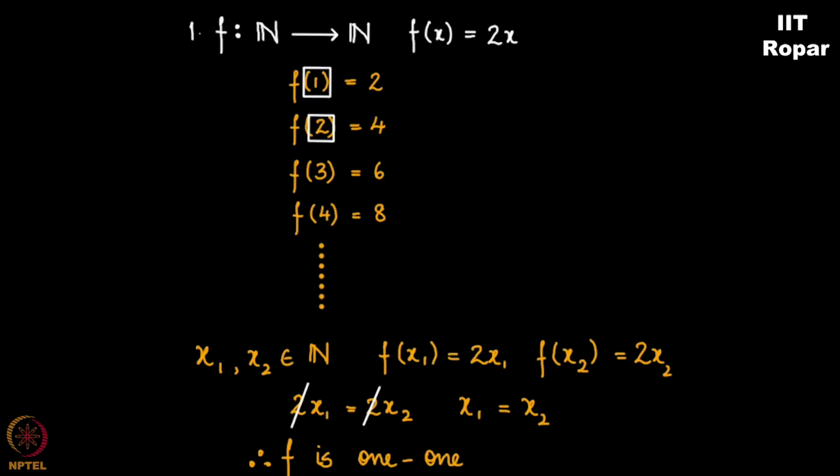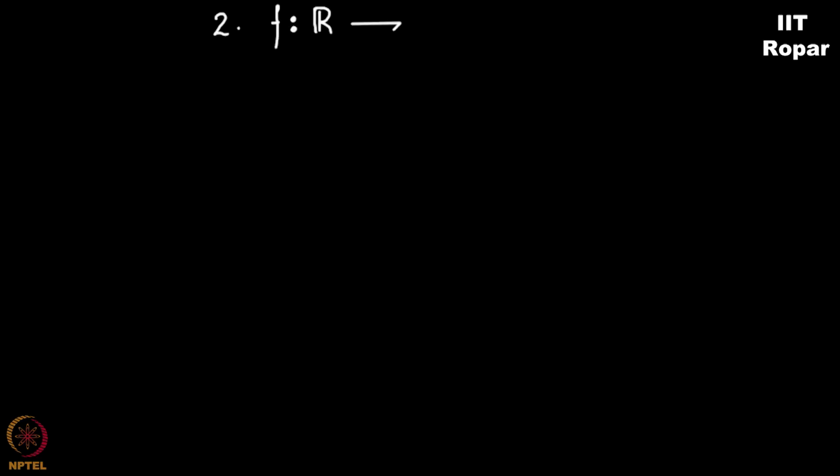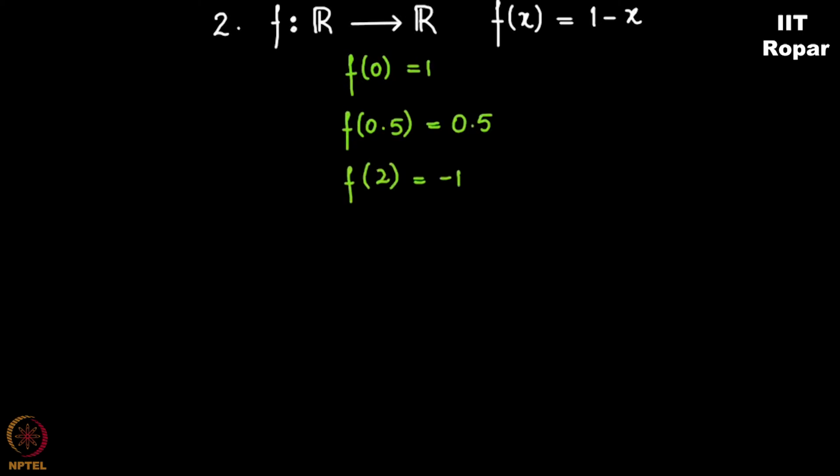The next example. Consider f from real numbers to real numbers defined as f of x is equal to 1 minus x. f of 0 is 1, f of 0.5 is 0.5, f of 2 is minus 1, f of 1 is 0 and so on. How do we prove this is a 1, 1 function?